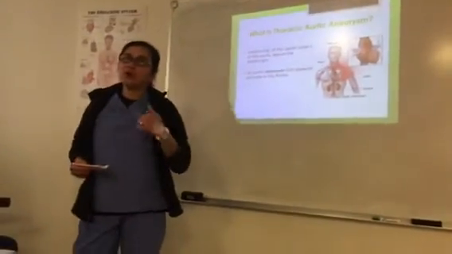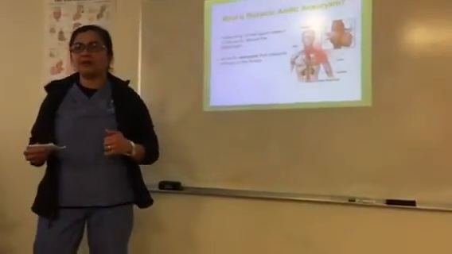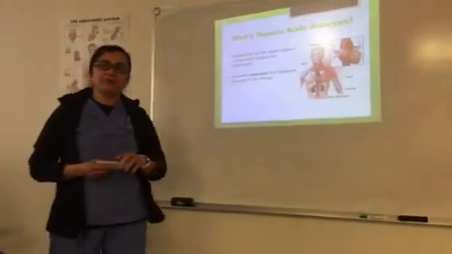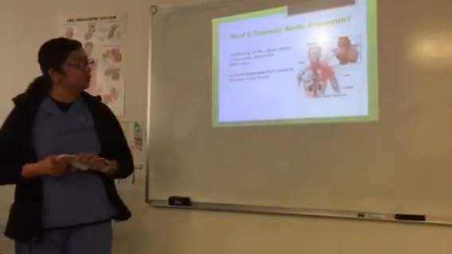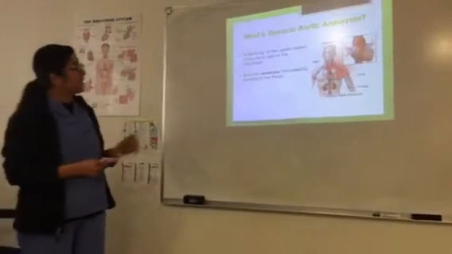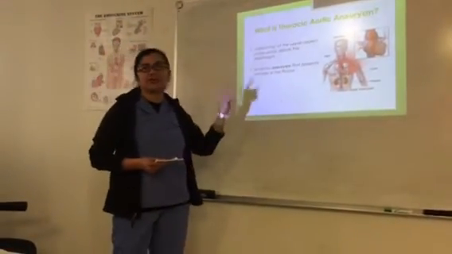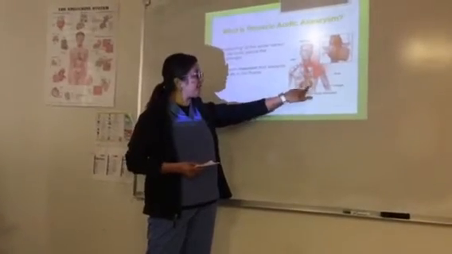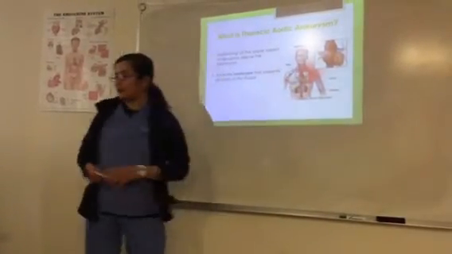When the aneurysm overstretches, it becomes weakened and it can burst. When it bursts, it can lead to death. Thoracic aortic aneurysm is much less common than abdominal aneurysm. Abdominal, you can find it here in the abdomen area.